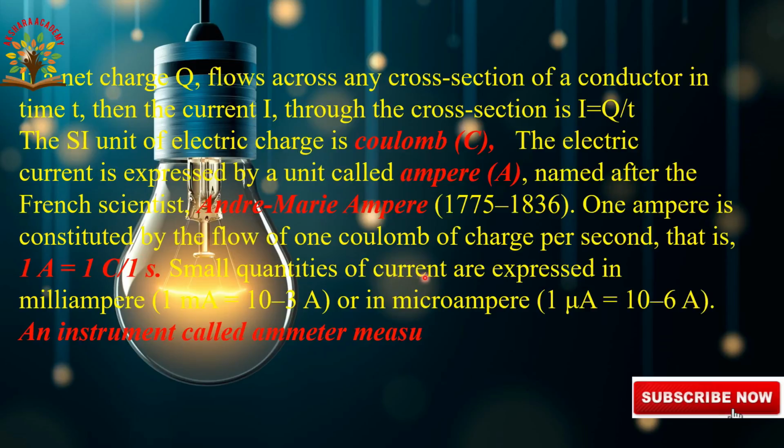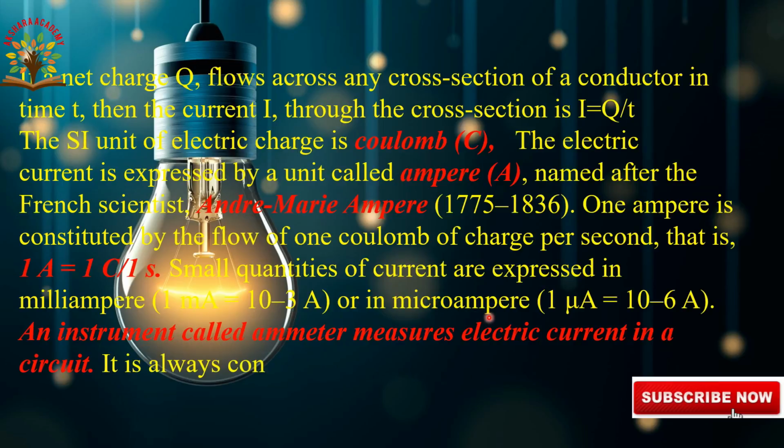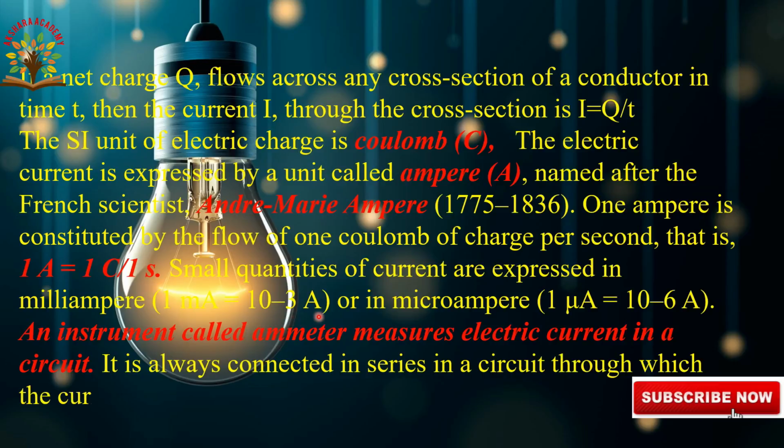Small quantities of current are expressed in milliampere or microampere. One milliampere is equal to 10 to the power of minus 3 amperes. One microampere is equal to 10 to the power of minus 6 amperes. An instrument called an ammeter measures electric current in a circuit. It is always connected in series in a circuit through which the current is to be measured.